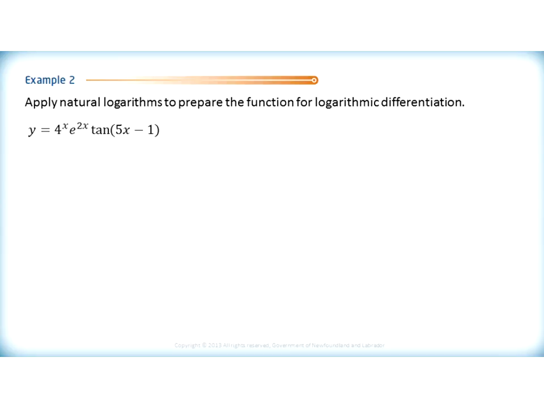So let's see. ln y, same thing on the left all the time. ln y. That's going to be equal to the ln of another big pile of stuff. So we've got 4 to the power of x times e to the power of 2x times the tangent of 5x minus 1. Okay, and this is again just a product of a whole bunch of things.